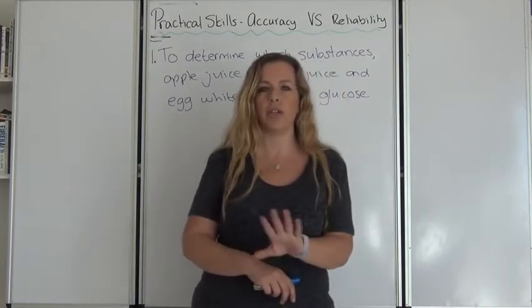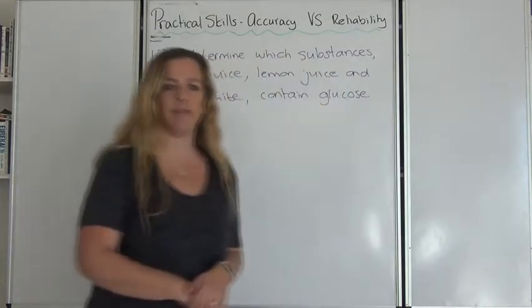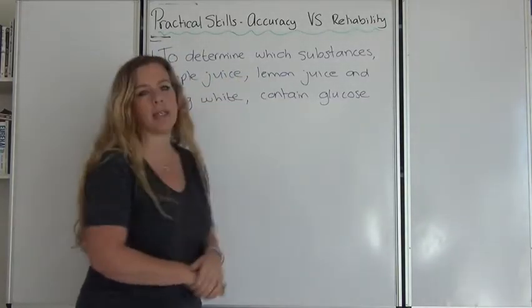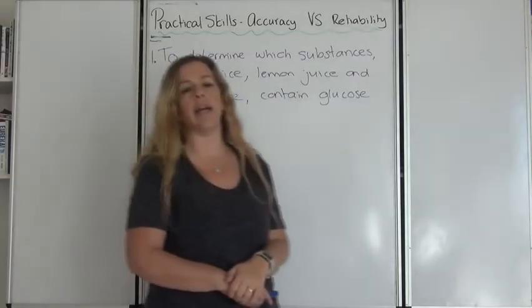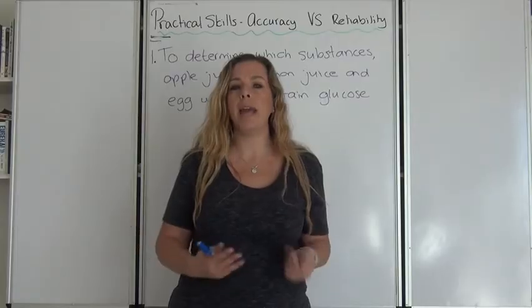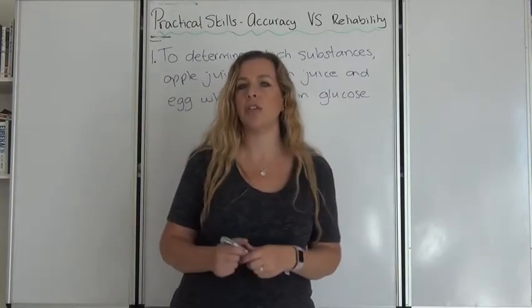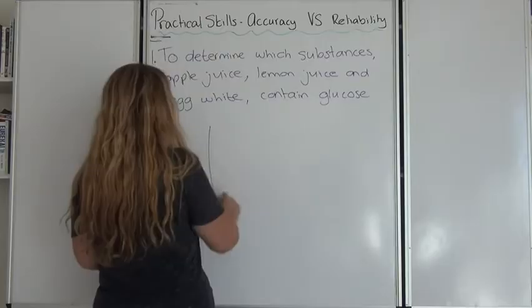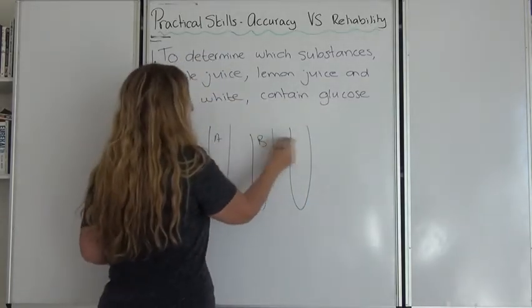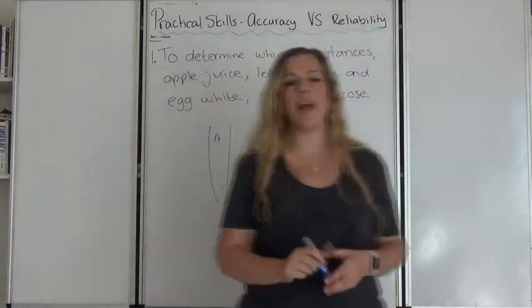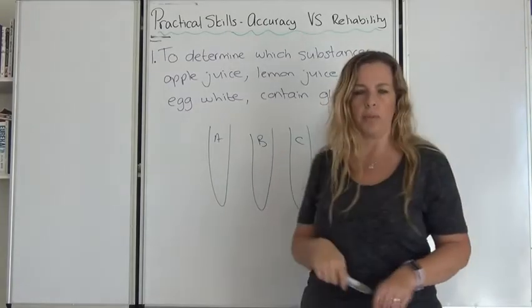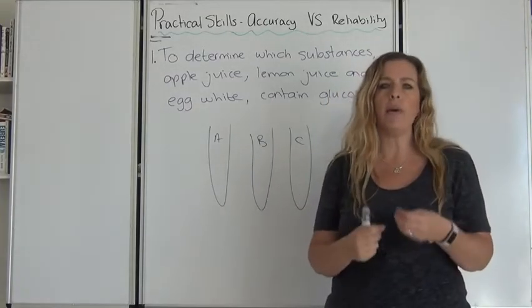Okay, so now we're just going to look at the one experiment. I've changed it a little bit to determine which substances, apple juice, lemon juice, and egg white, contain glucose. The first thing is when you read your experiment, it will say to add 10 ml of each substance to each test tube. So here are your test tubes, A, B, and C, and you now need to add 10 ml of each of these substances to each test tube. How can you do that accurately? How are you working carefully?